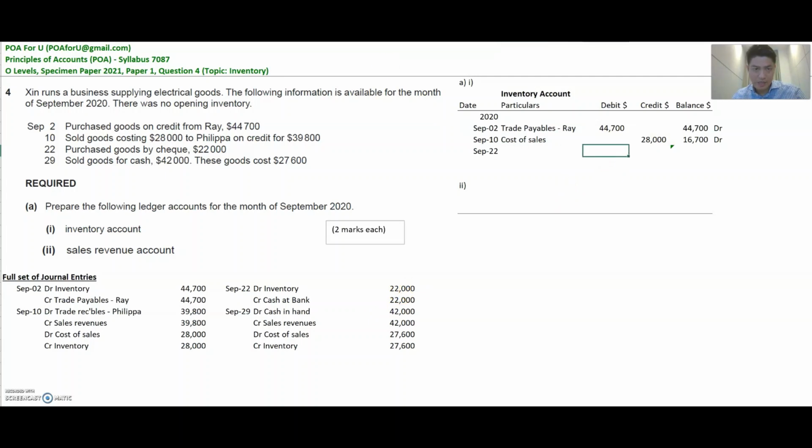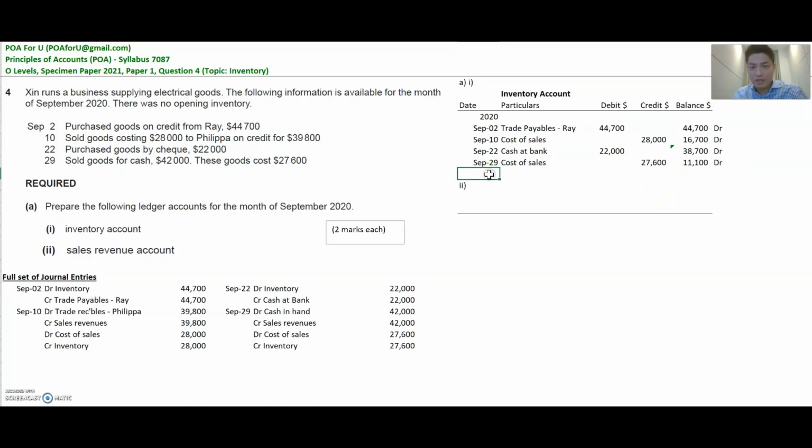Yes, on the debit side, because you are debiting inventory here. So in here, debit side, I would see 22,000. And the particulars will be the other side of the journal entries, which is cash at bank. Great. Then September 29, try it out yourself. I'll show the answer in 5 seconds. 5, 4, 3, 2, 1. There you go. All right, I hope you got the same answer as what I have.